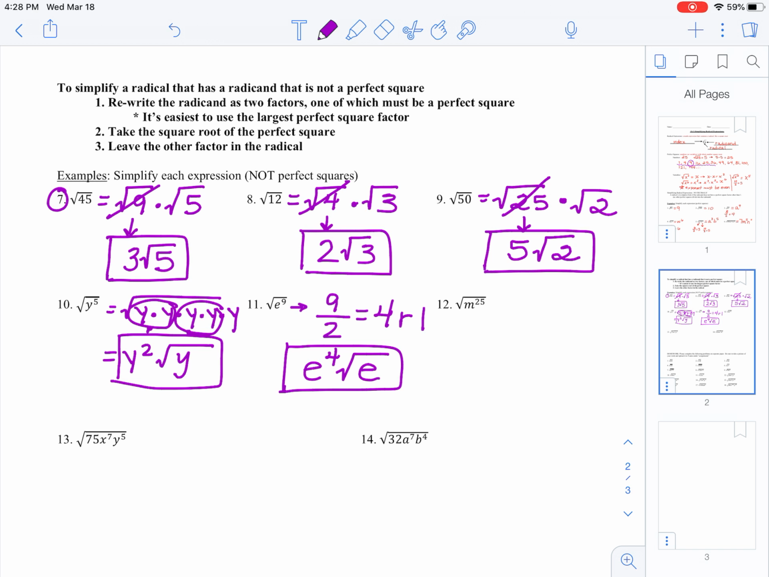Let's try that again with question number 12. In question number 12, m is to the 25th power. If I take 25 and divide it by 2, 2 goes into 25 evenly 12 times with 1 left over, remainder 1. That means that within 25, there are 12 couples and 1 single left over. So to write that for our radical, we have m to the 12th power to represent the 12 couples that go out, and then the square root of m to represent that last single person staying at home by themselves.